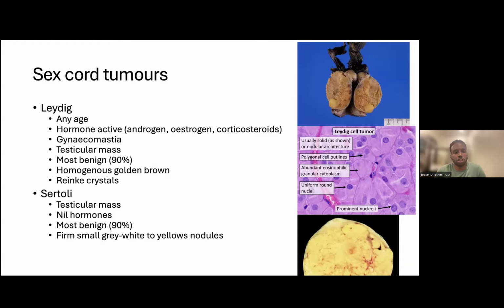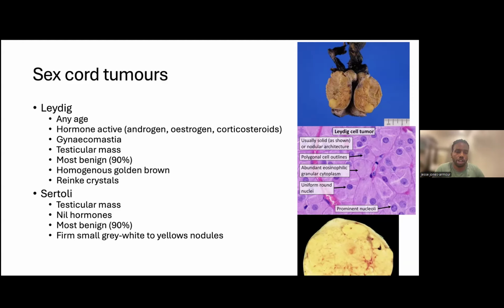Now you have your sex cord tumors. They're not as common. They're very rare actually. So you have your Leydig cells. They can occur at any age. They are generally hormonally active. So they do produce androgen, estrogen, and sometimes even corticosteroids. And because of this, you could have a presentation with gynecomastia. So if you have a male that has gynecomastia, it is important to check for any testicular mass as well, right? Most of them are benign.